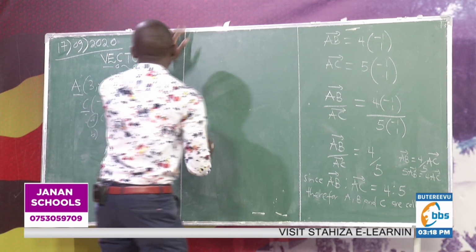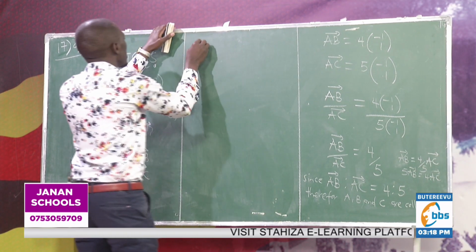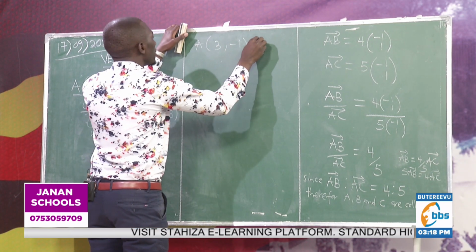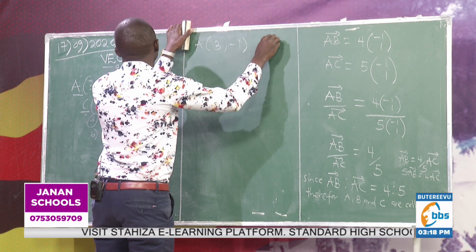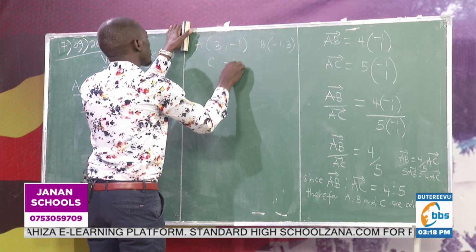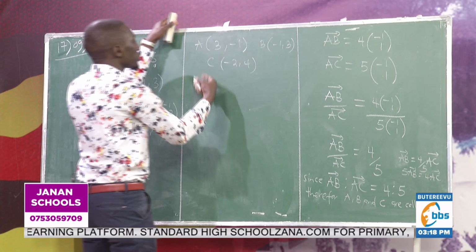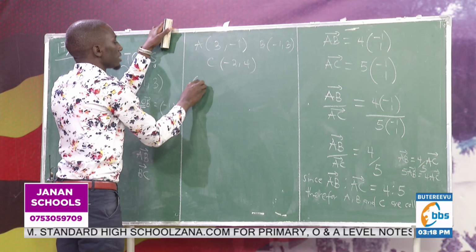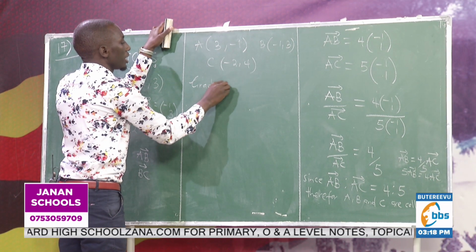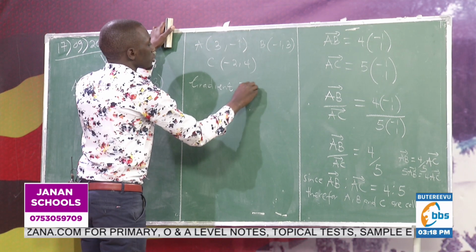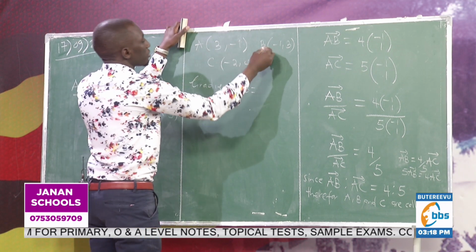So for example, we are having our A is (3, -1). And we also have our B, which is (-1, 3). And also we have our C, which is (-2, 4). So I want to just get maybe gradient AB. So I want to get gradient of line AB.